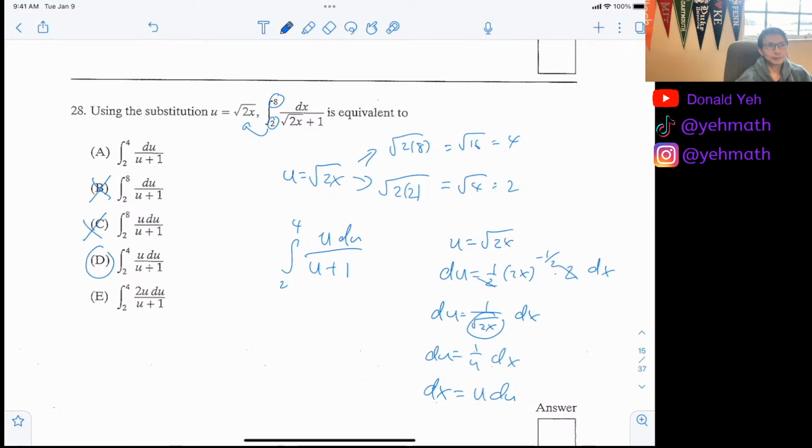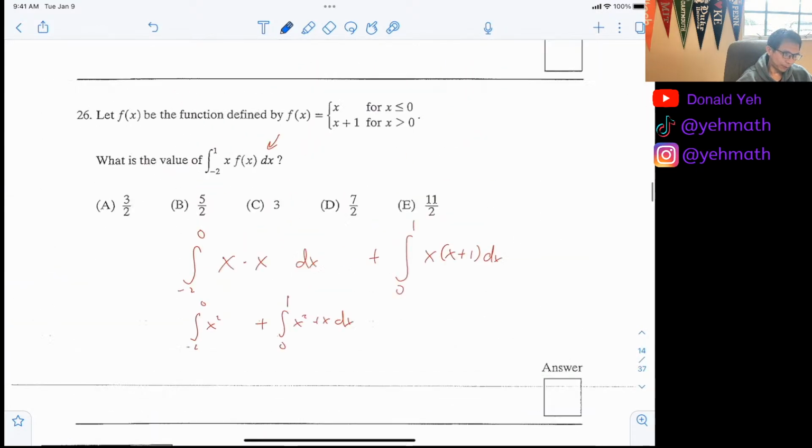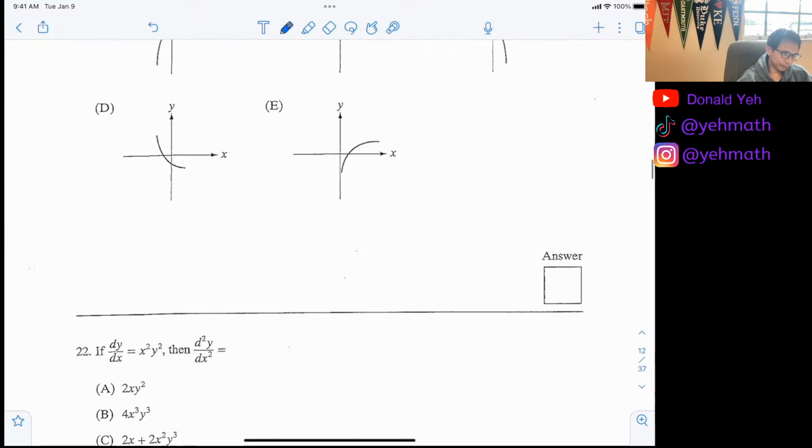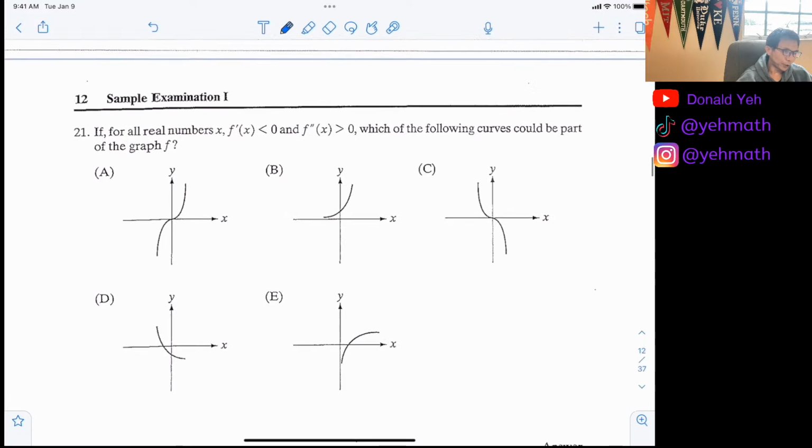You did 21 with the derivative. 21, sure. 21 is a good question. They love this kind of question.